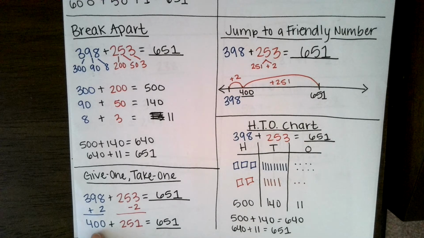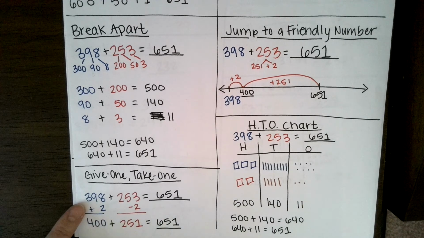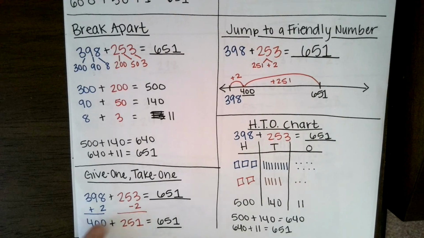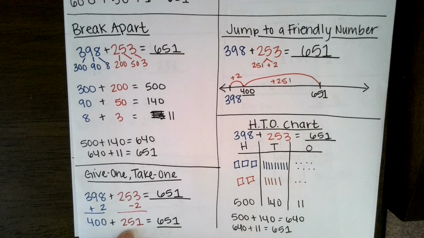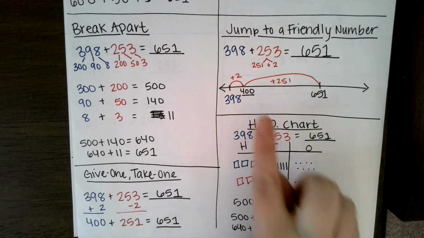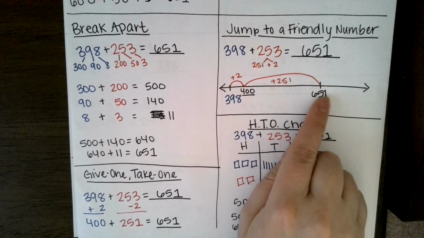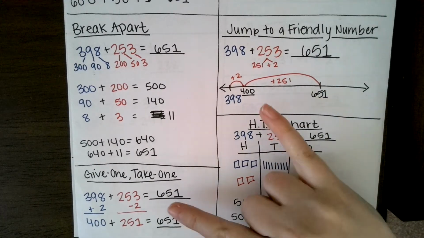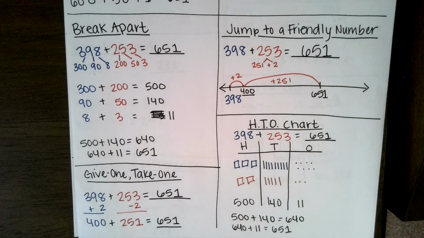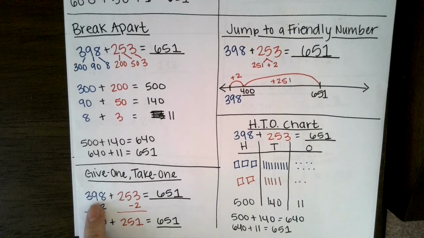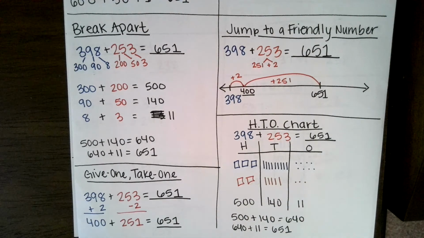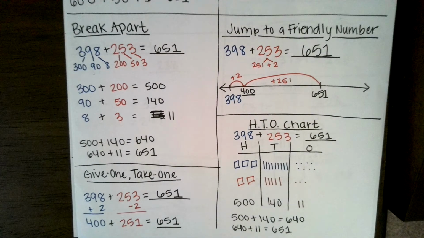So you can see we added 2 to get 400, and we subtracted 2 and we got 251. That's the same math you see happening on the number line up here. These strategies are both the most efficient to use when you have a number that you're adding that's very close to a multiple of 100.